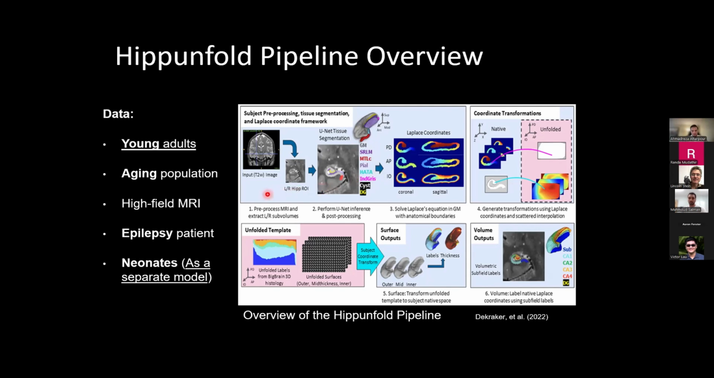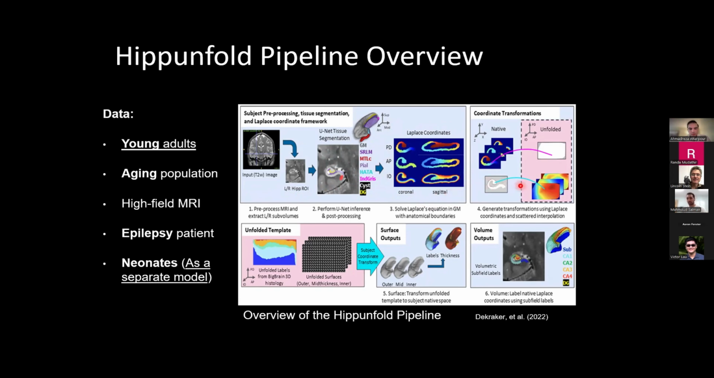So what is going on here? First, we use a U-Net tissue segmentation, and these tissues are the gray matter, the SRLM, the MTLC, the cyst, the hippocampal sulcus, the indusium griseum, and the dentate gyrus, which is actually a subfield. We segment these tissues at the beginning, and they act as endpoints to do the Laplace transformation and go to the Laplace coordinates, to be able to unfold the hippocampus from the 3D space to the surface space.